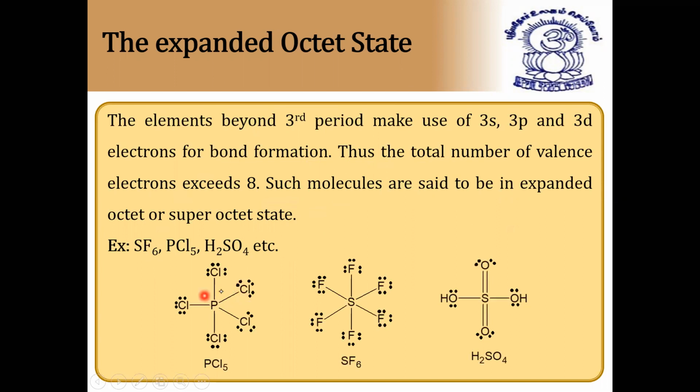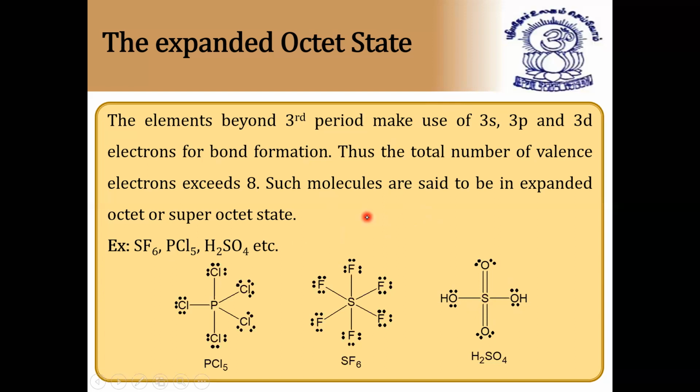The examples are clearly shown. As I told you, this phosphorus is getting 1, 2, 3, 4, 5 bonds. 5 bonds means each bond has 2 electrons, so it is 10. This sulfur is getting 1, 2, 3, 4, 5, 6 bonds. 6 bonds means 12 electrons. In this sulfur, 2 bonds means 4, plus 6 is 10, plus 12, giving 12 electrons. So this is called elements beyond the third period, and this is called the expanded octet state.